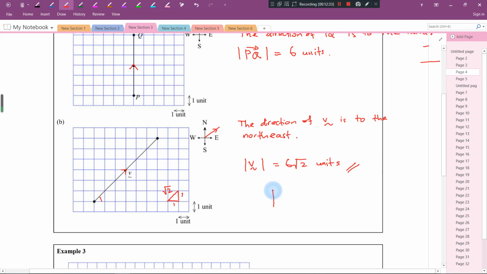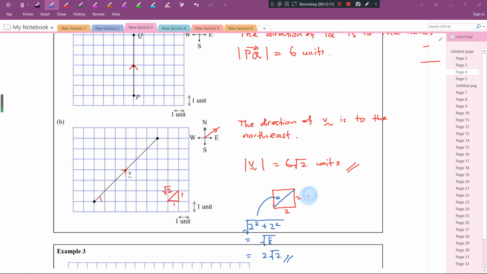Okay, let me show you here. Let's say if I have a small grid like this, this is 2 units. Then what's the length here? The length here will be 2 squared plus 2 squared, square root, which is square root 8. So this one you can change to 2 square root 2. But in this case it's not 2 square root 2 because this is 1, 1, not 2, 2. Okay, so let's try a few more examples.